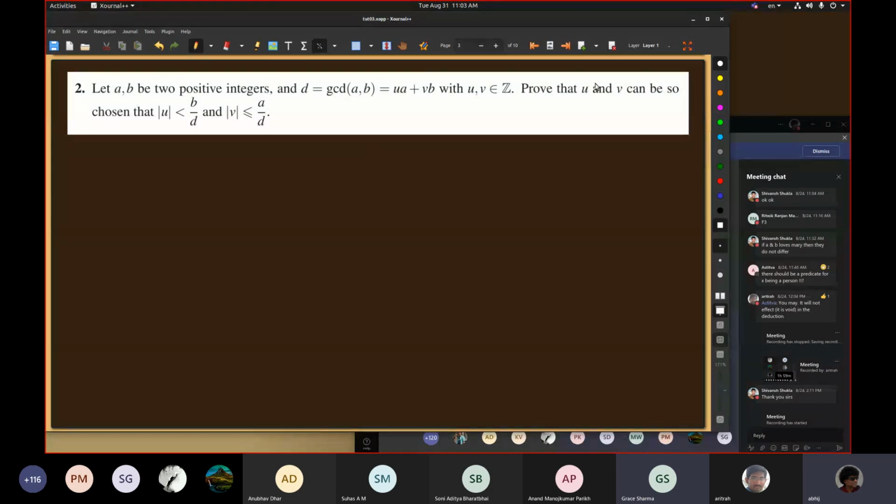No, you do not understand. Read it. I can choose u and v. Oh, okay. I can take u equal to 0, v equal to 1. So this means that we have to prove that there exists at least one solution that satisfies this. Yes. Okay.